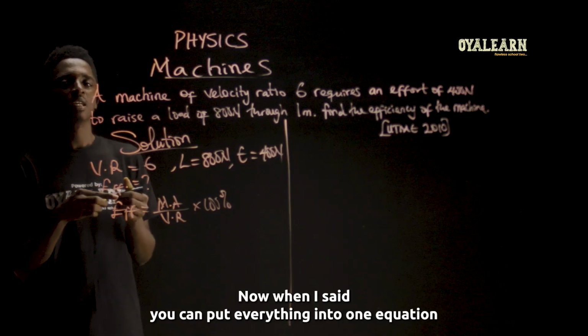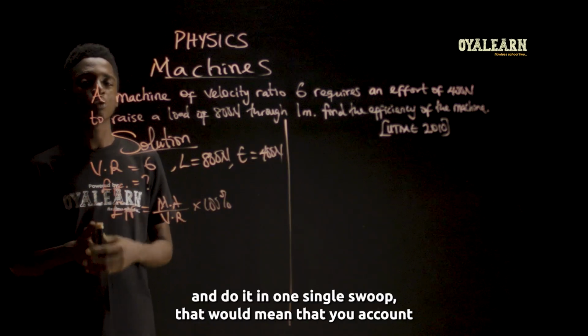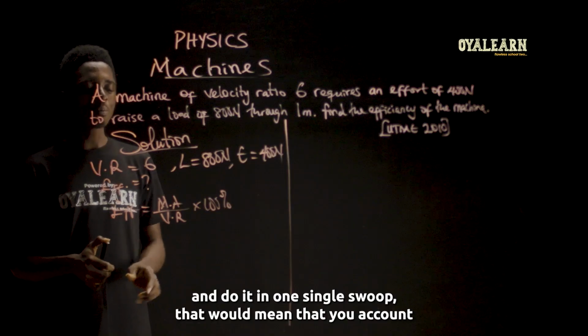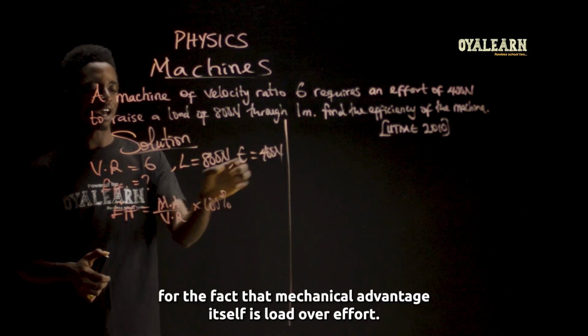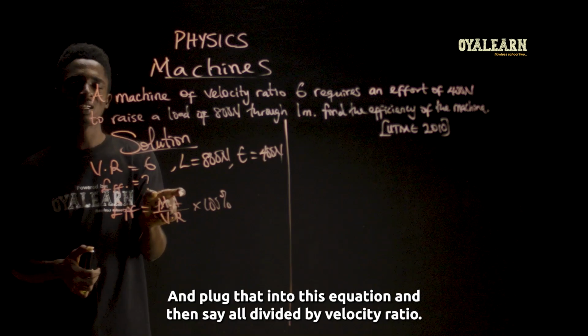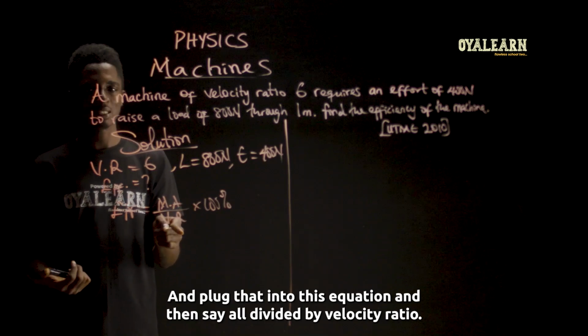Now, when I said you can put everything into one equation and do it in one single swoop, that will mean that you account for the fact that mechanical advantage itself is load over effort and plug that into this equation and then say all divided by velocity ratio.